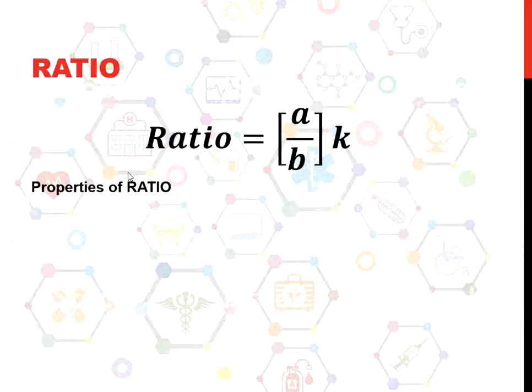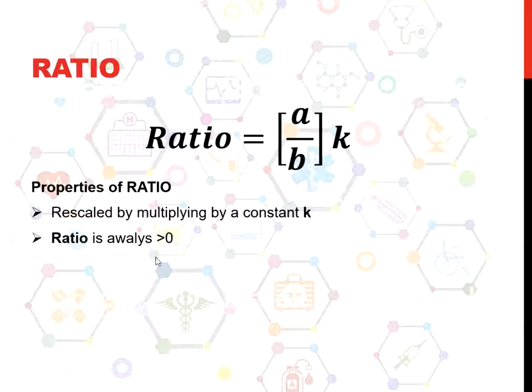Okay, so properties of a ratio. So, it is rescaled by multiplying by a constant of K. So, yung K lagi natin. So, ratio is always greater than 0. May or may not have units. Okay, so ito tandaan para sa ating ratio.